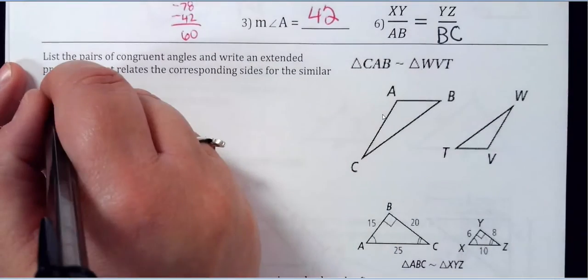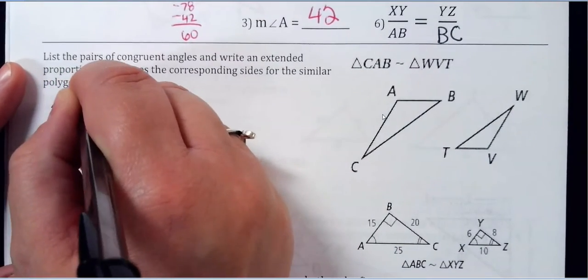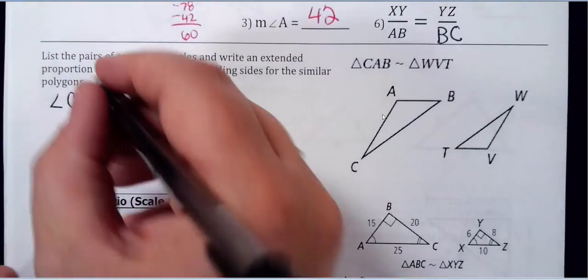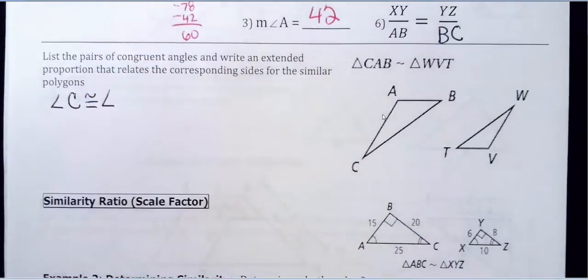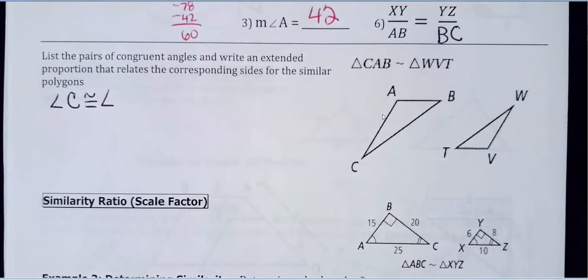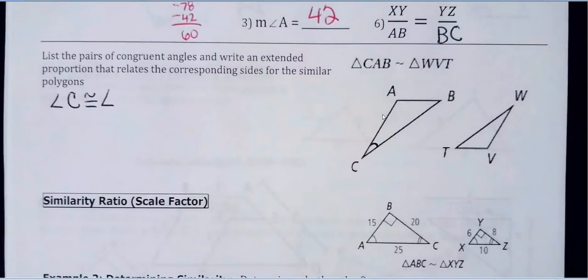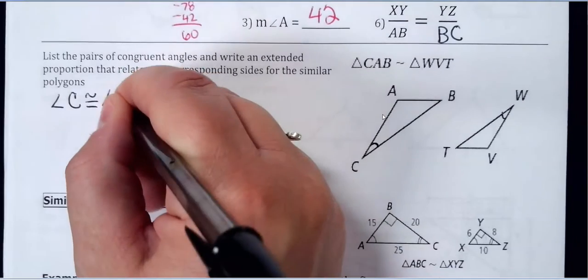But I want to list the corresponding angles. I don't have any angle measurements or side lengths here, but I can match up the corresponding parts. So if I tell you I'm going to look at angle C, which would be right here, which angle would that correspond to in the other picture? Exactly. So it's just asking you to list these out.